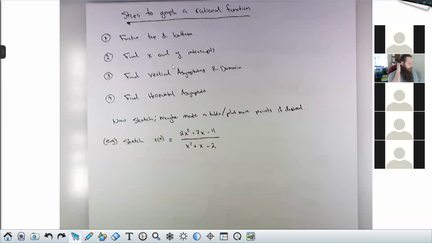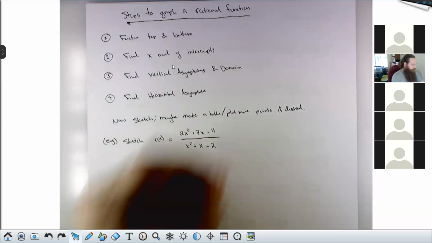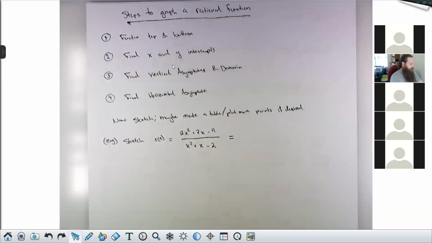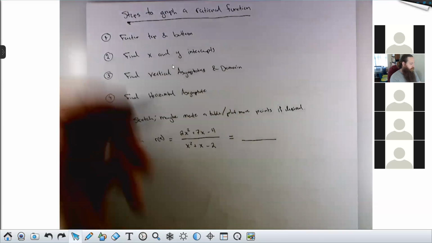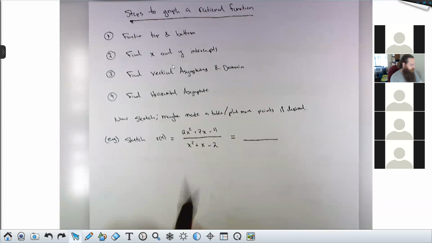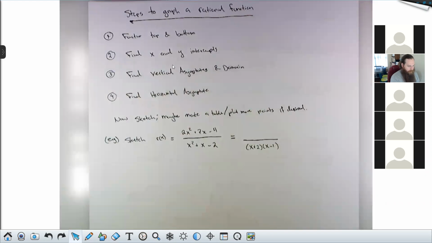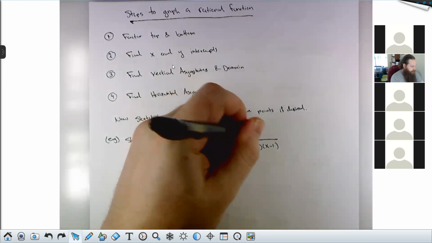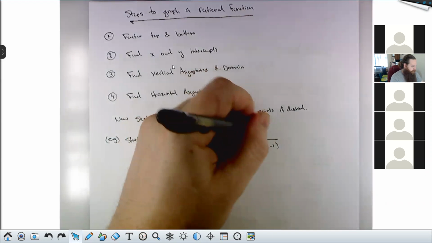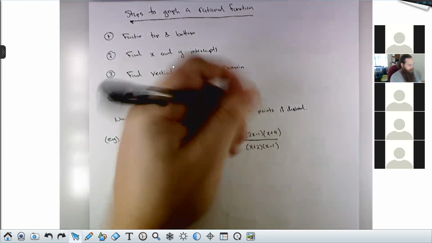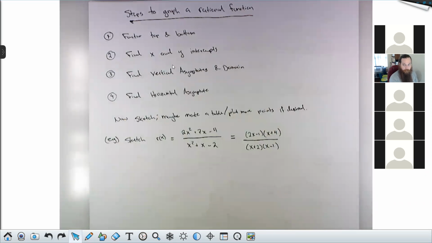Very first thing we should do is factor the top and the bottom. We've talked a lot about factoring lately. The bottom here is going to factor as x plus 2 times x minus 1. And the top here is going to factor as 2x minus 1 times x plus 4. Nothing cancels. If anything did cancel, I would make note of that. If you have two factors top to bottom that cancel perfectly, that will create a hole in the graph of your rational function. But here we have no such things.